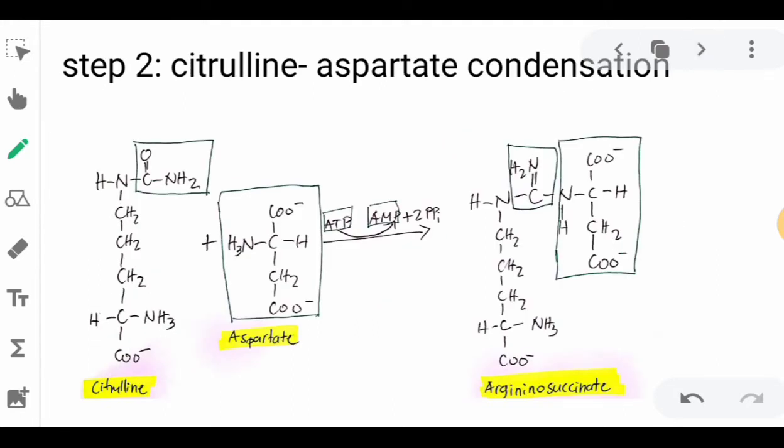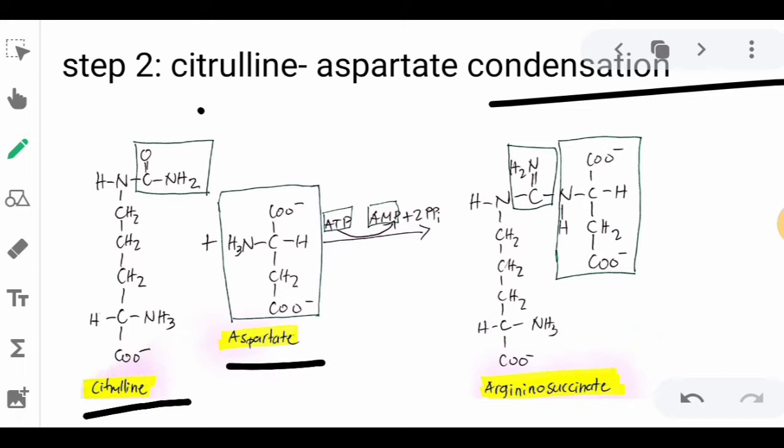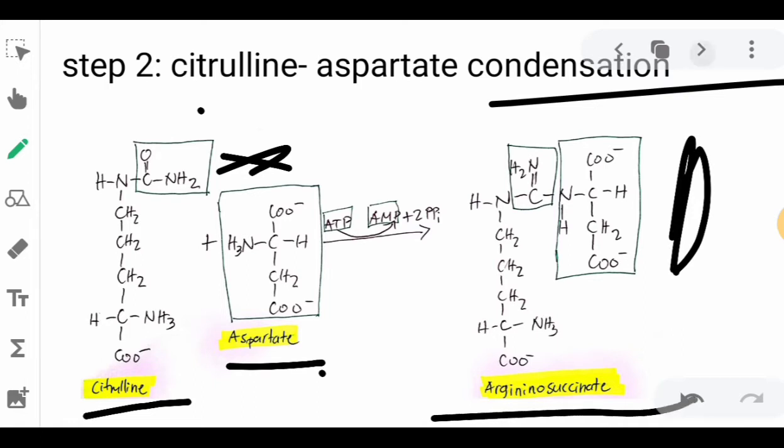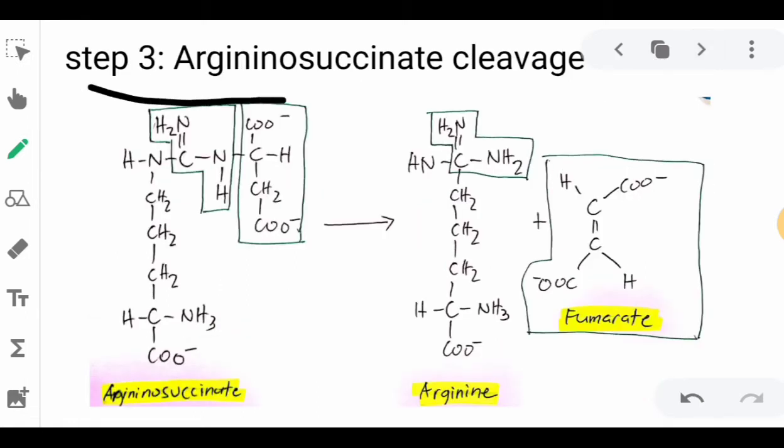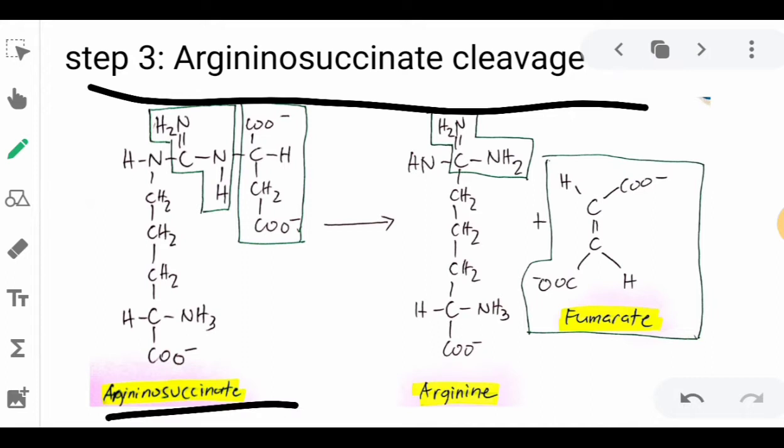And the next step 2, the citrulline-aspartate condensation. Meaning to say, when you hear the word condensation, they will be combined to each other. So, this is the citrulline and aspartate, and we will consume ATP for this reaction. This aspartate will attach on this part, and you will now have the argininosuccinate. Next is step 3, argininosuccinate cleavage. When we say cleavage, splitting. This argininosuccinate will cleave on this part. So, when that happens, you will now have the arginine and fumarate.